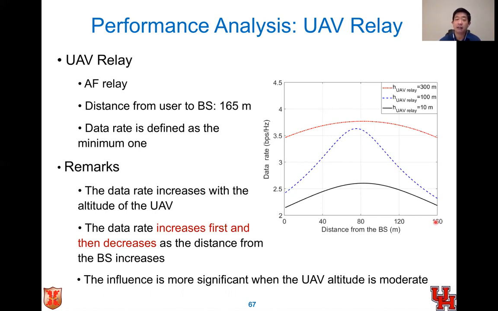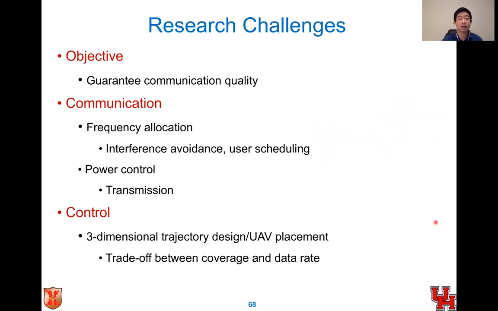So in this case, you need to consider the coverage map not only on the ground, but also in the sky. So it becomes much more complicated. And the research has different objectives: communication quality, frequency allocation, power control, and also the location, dimension, and trajectory.